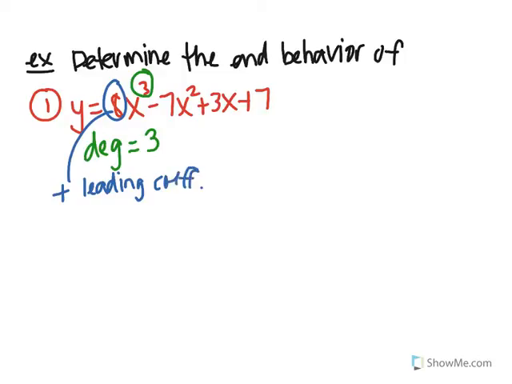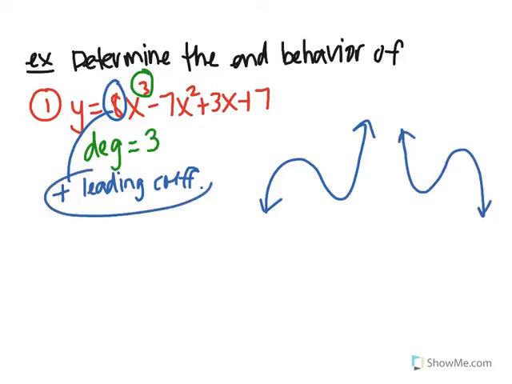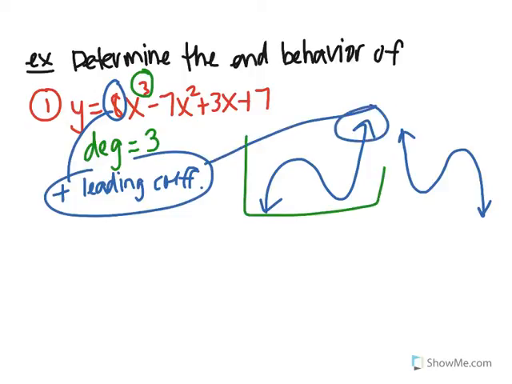Alright, so now what we're going to do is, since it's degree 3, we have 2 options. It's either going to look like this, 1, 2, 3, or it's going to look like this, 1, 2, 3. You've got to figure out from the leading coefficient which graph it's going to be. Because this is positive, we know it's going to end up going positive on the right. So this is going to be our graph.